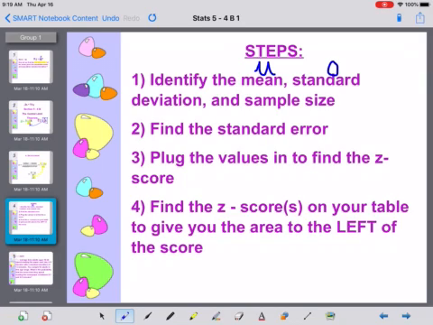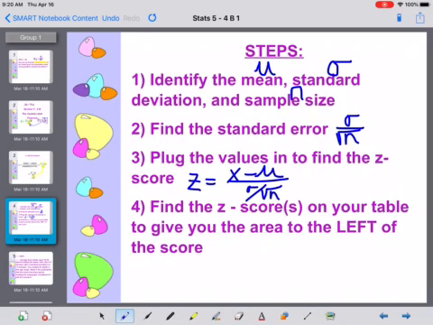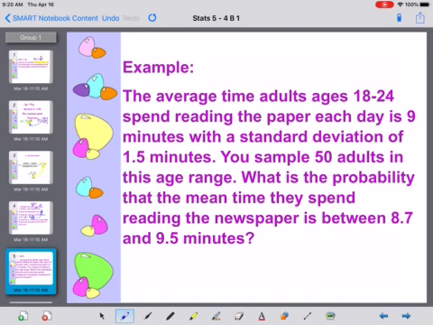So you still have to find the mean, mu, your standard deviation, baby sigma, and your sample size, n, just like last time. Find the standard error, which is baby sigma divided by the square root of n. Plug the values in to find your z-score. So it looks complicated, but you're taking x minus your mu and dividing it by baby sigma over the square root of n, which you've already calculated up here. Okay. Once you find your z-score, then you find it on your chart, and then that'll give you the area to the left. And then if you have to do the right or in between, you have to do the same thing that we were doing before.